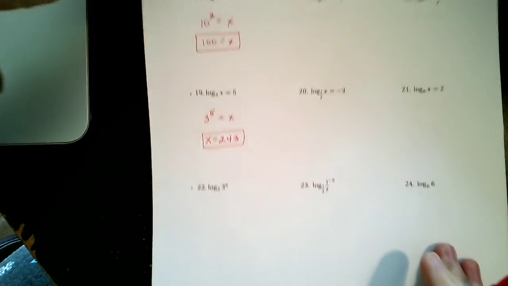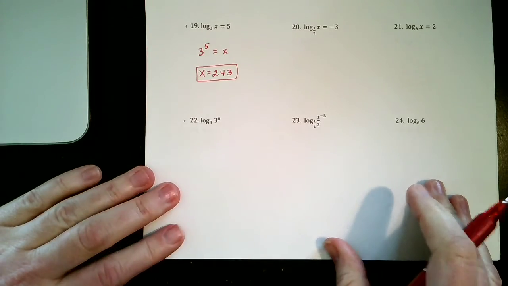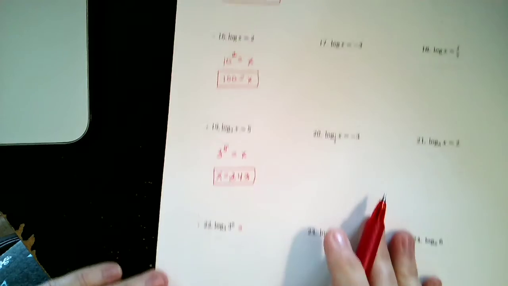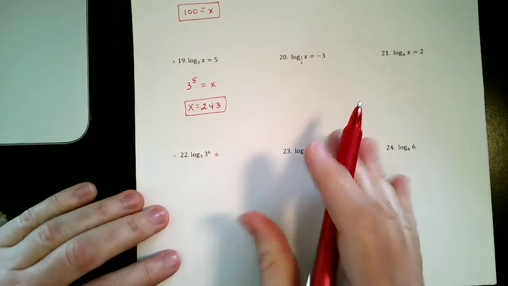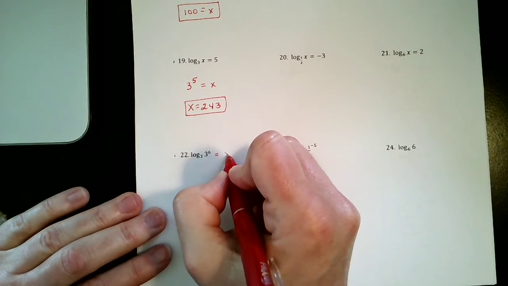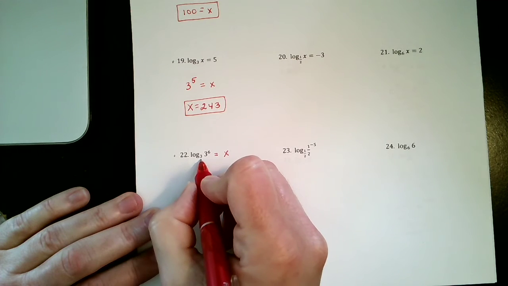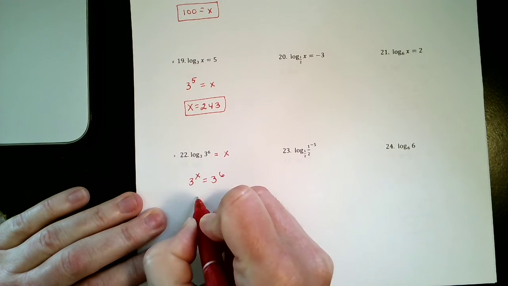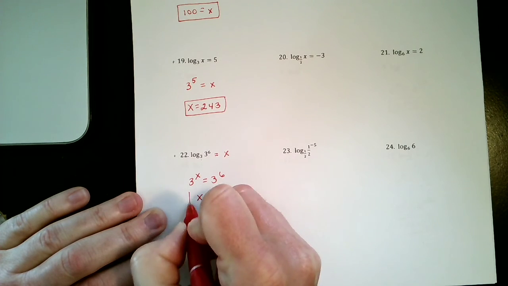And then the last example I want to do with you is this one. This one doesn't have an equal sign, so I'm just going to let it equal an unknown. Let's call it x this time. So 3 to the x has to equal 3 to the 6th. Therefore, x is equal to 6.